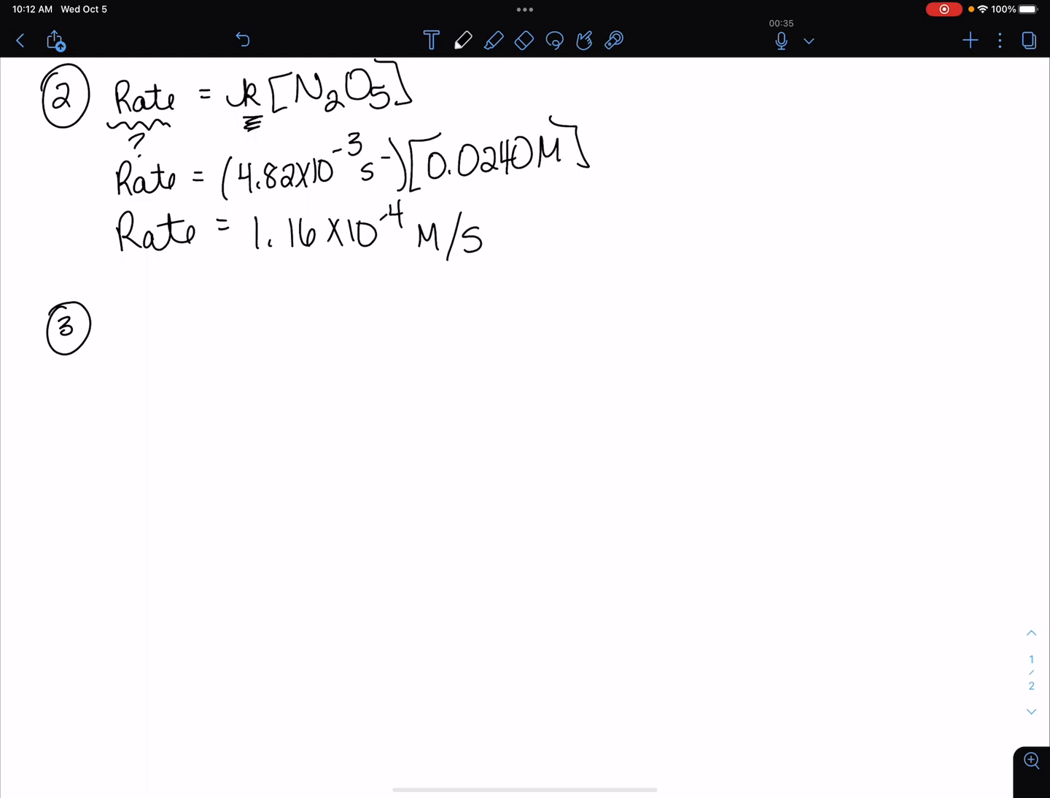Okay, number 3. Okay, we need to figure out a rate law, so it's going to be best if I write the data so you can see what I'm doing.